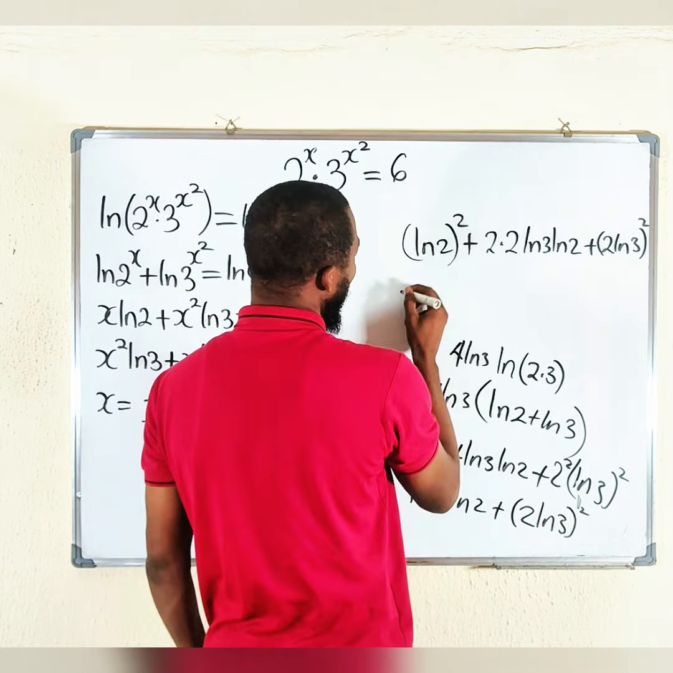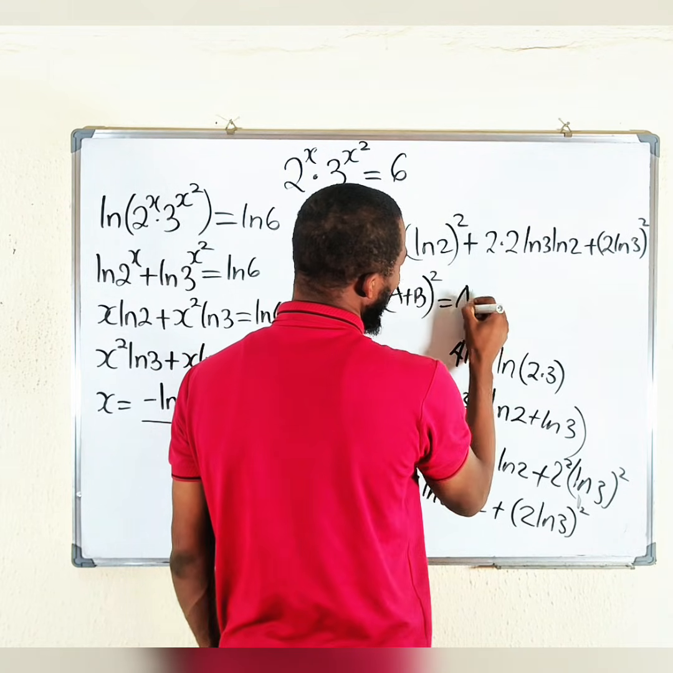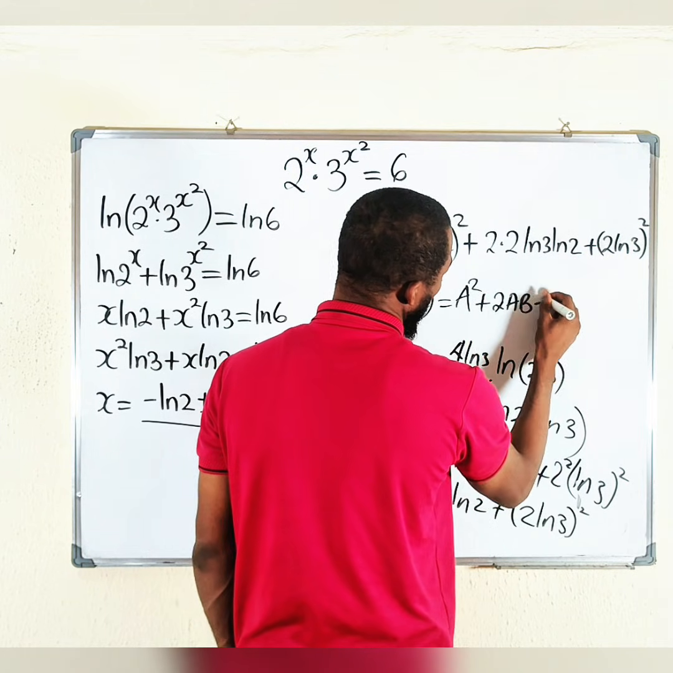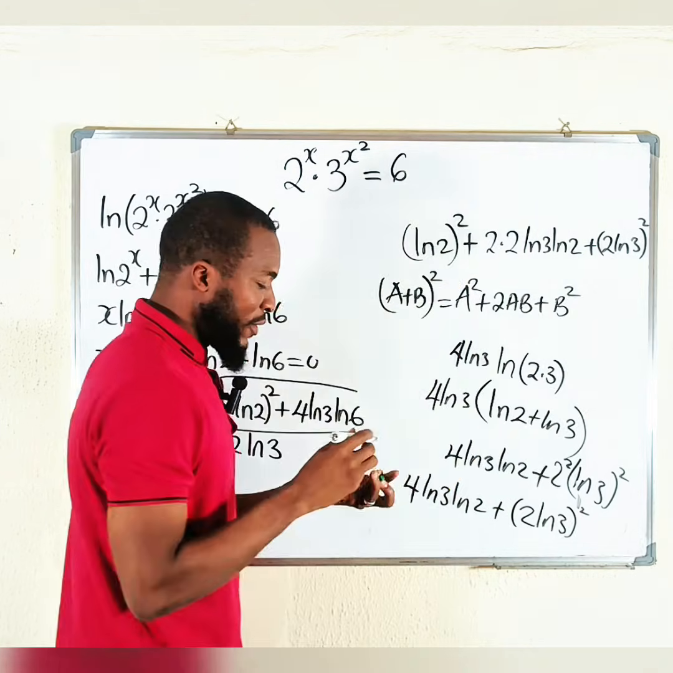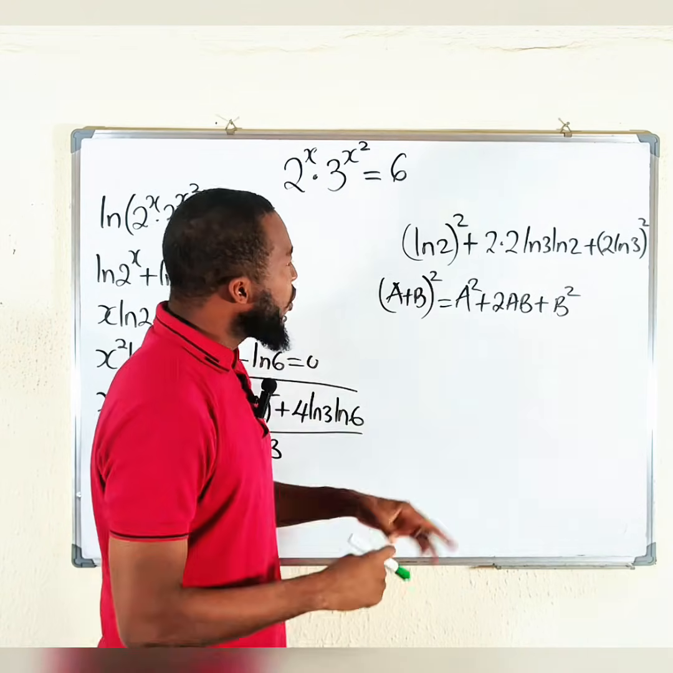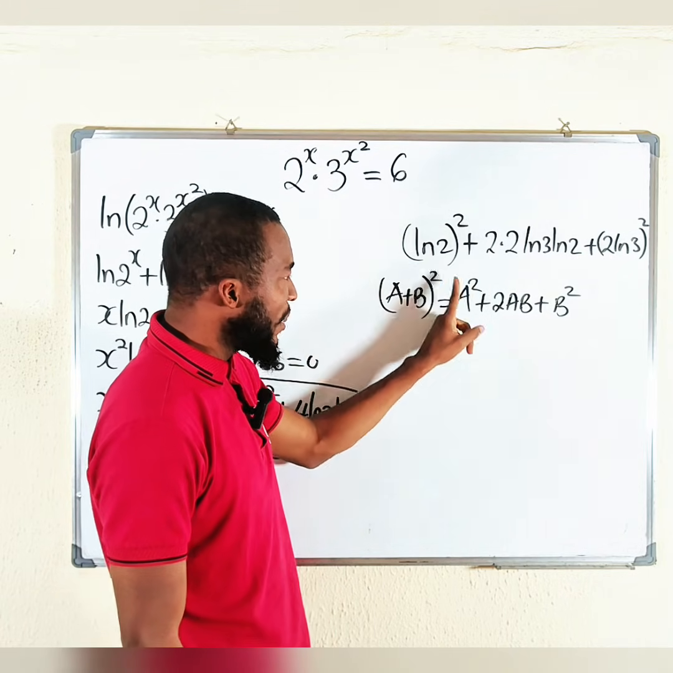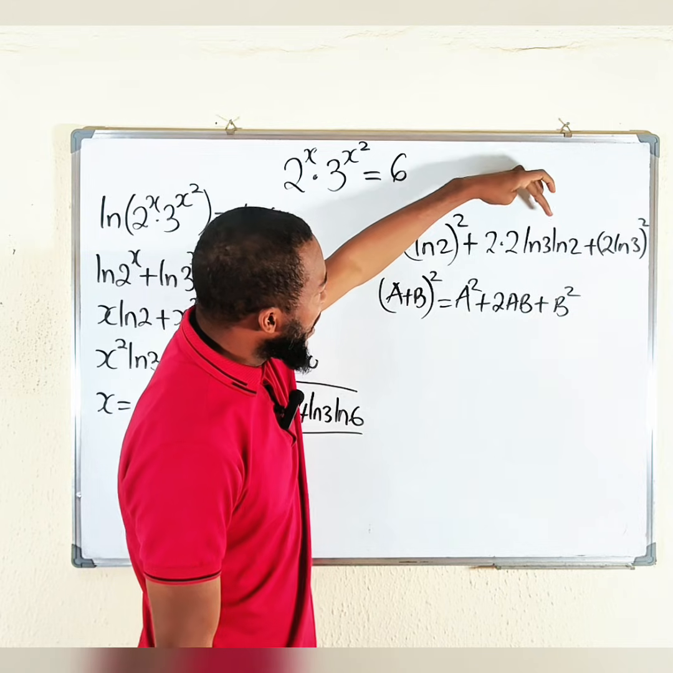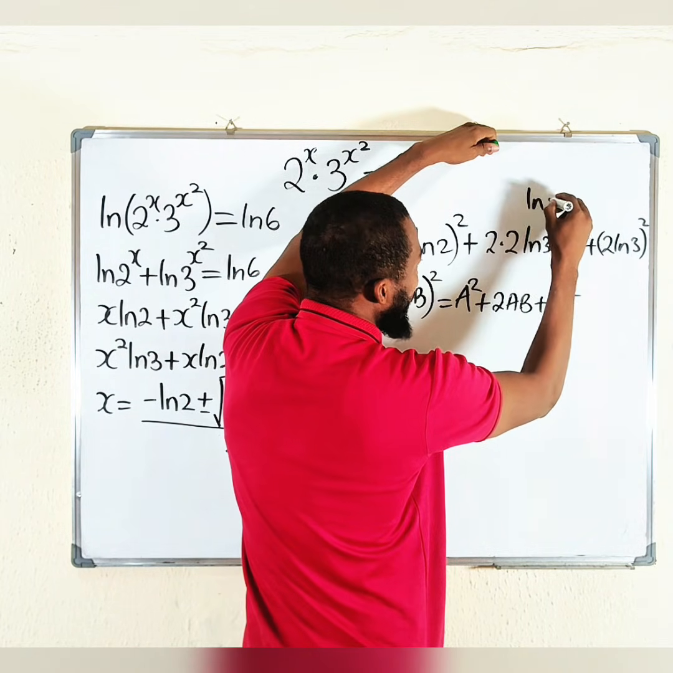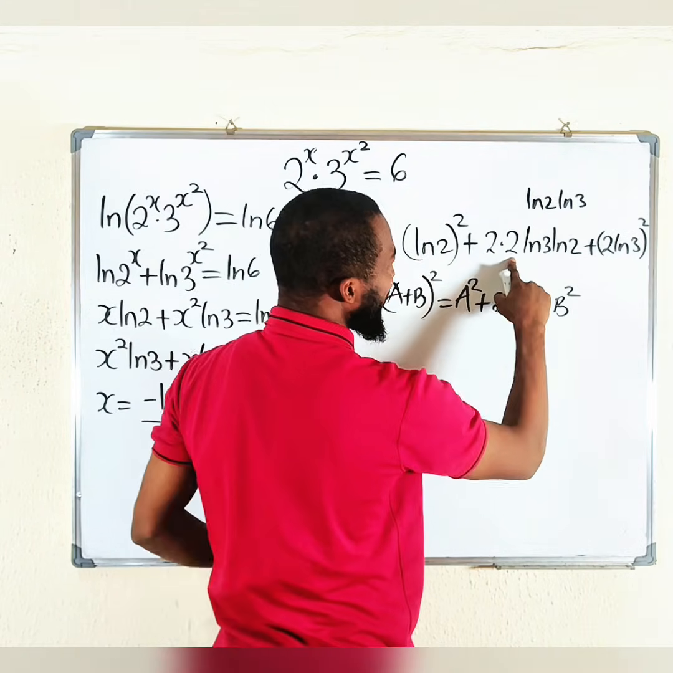Remember this. If you have a plus b raised to the power of 2, this is the same thing as a squared plus 2 times a times b plus b squared. So let me relate the terms for you to see clearly. So our a in this situation is natural log of 2. That's a squared. Then 2 times a times b. You can switch this one, I told you, is commutative, right? This is natural log of 2 times natural log of 3, all the same. So this is 2 times what?